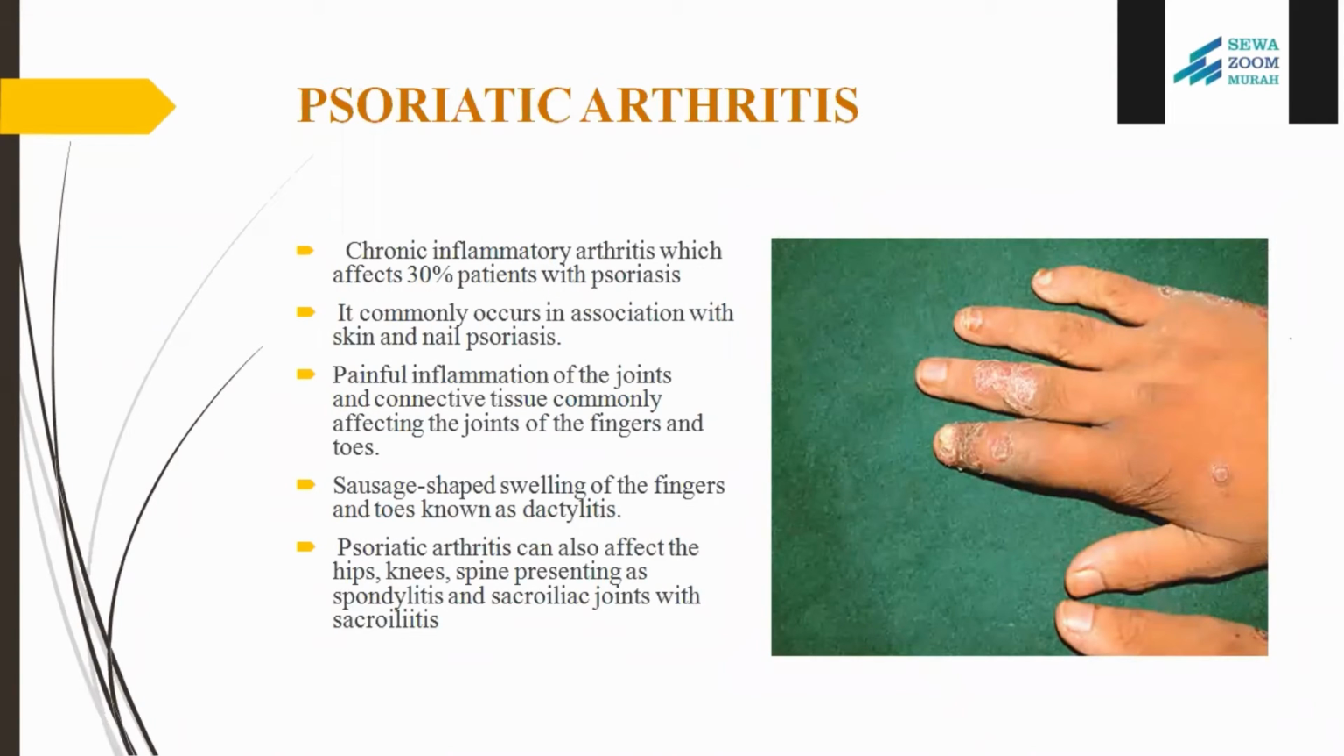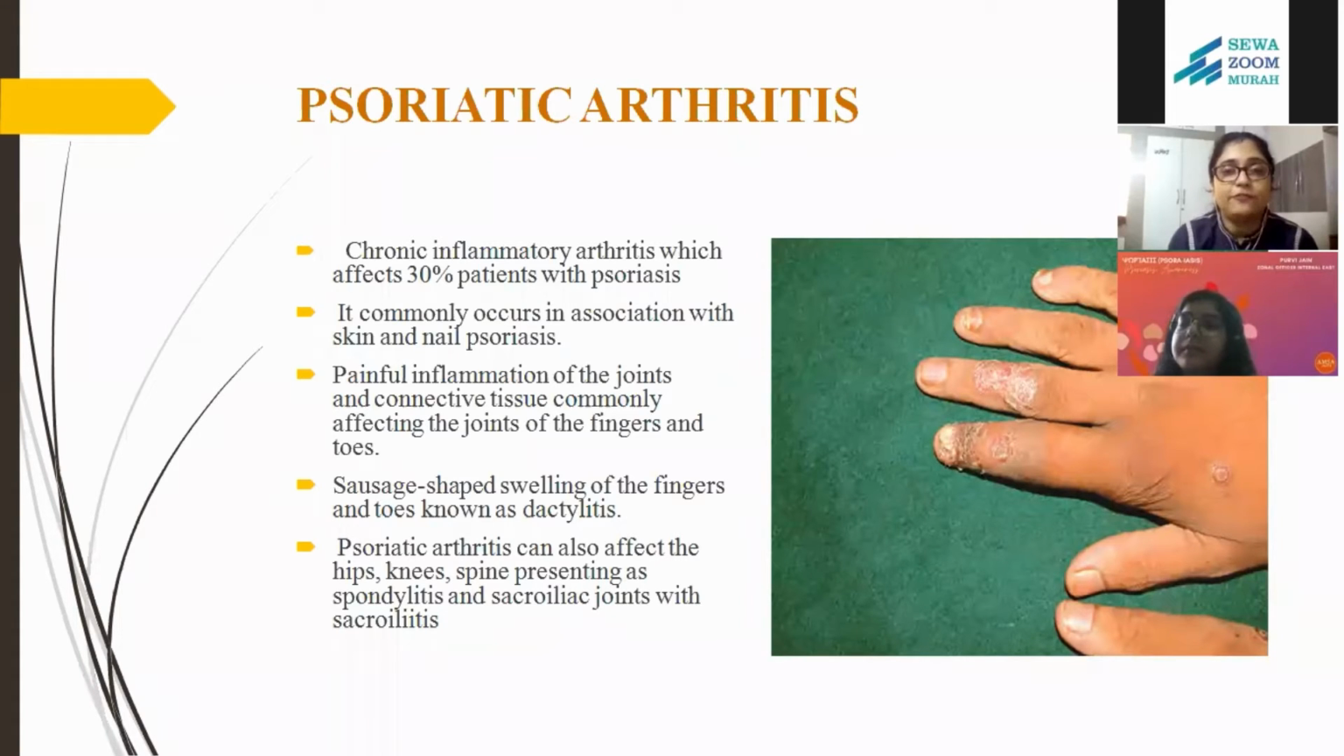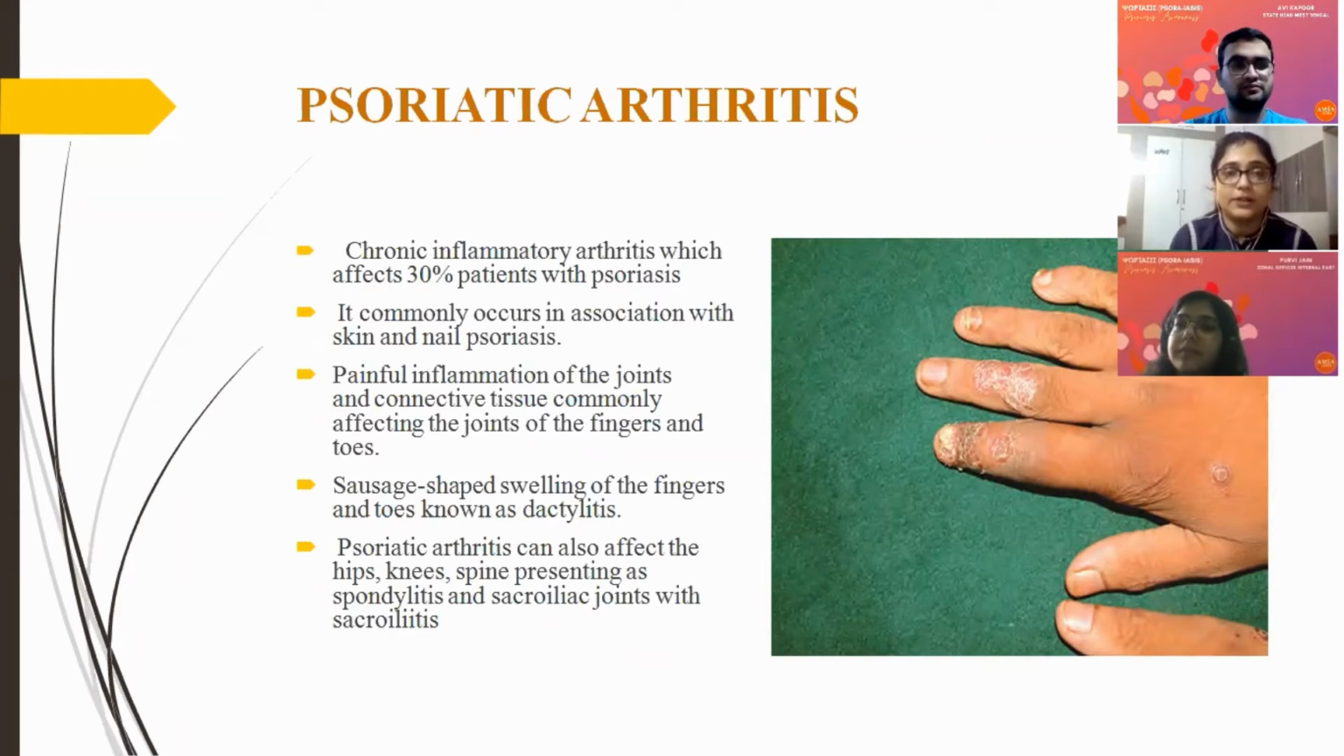Now, psoriatic arthritis, a chronic inflammatory arthritis, which affects 30% of patients with psoriasis. It commonly occurs in association with skin and nail psoriasis. There is painful inflammation of the joints and connective tissue, commonly affecting the joints of the fingers and toes.